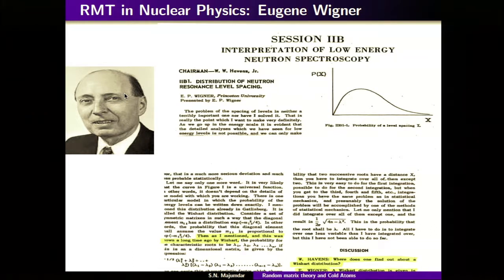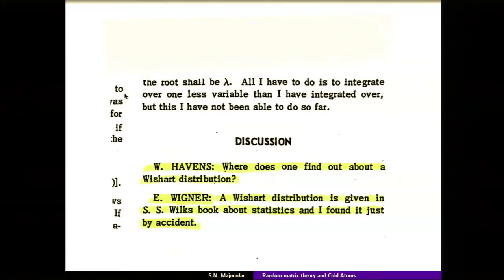At the end of this conference, somebody asked him where one finds the Wishart distribution. Wigner replied, the Wishart distribution is given in S.S. Wilks' book about statistics, and I found it just by accident. So accidents happen, and this was a good accident. He actually knew about Wishart's work, got the main idea about RMT, and then used it in nuclear physics. So what was Wigner's contribution in nuclear physics? Let me just tell you this.